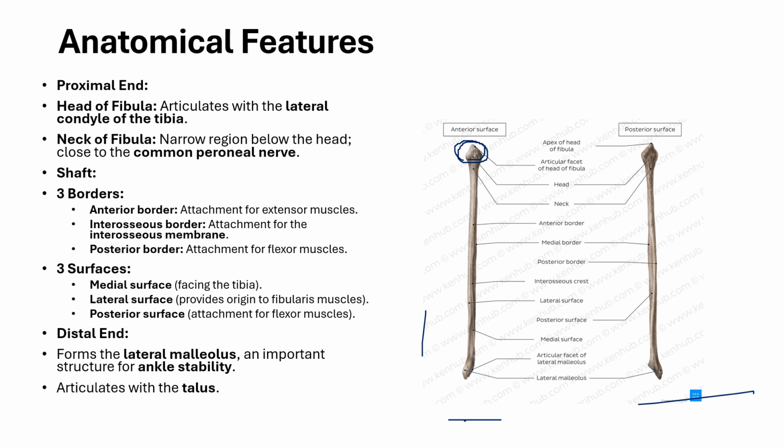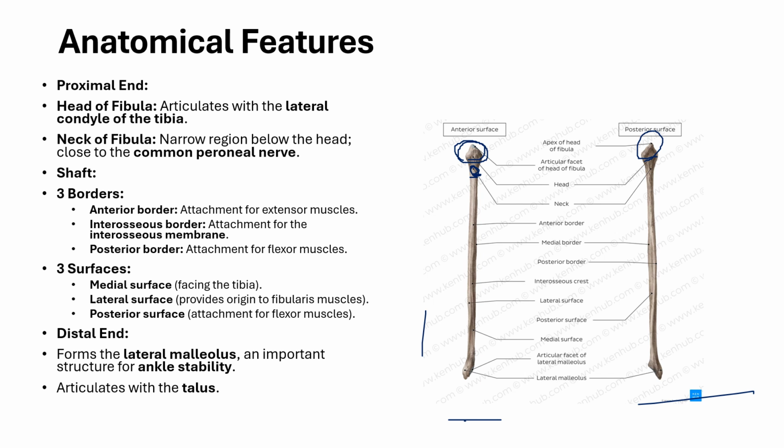is situated at the proximal end of the bone and it articulates with the lateral condyle of the tibia. It makes a slightly movable joint with the lateral condyle of the tibia. Just below, this is the neck of the fibula. As we come down, we find the neck of the fibula. It is an area of clinical importance due to its close relation to the common peroneal nerve, which is vulnerable to injury.